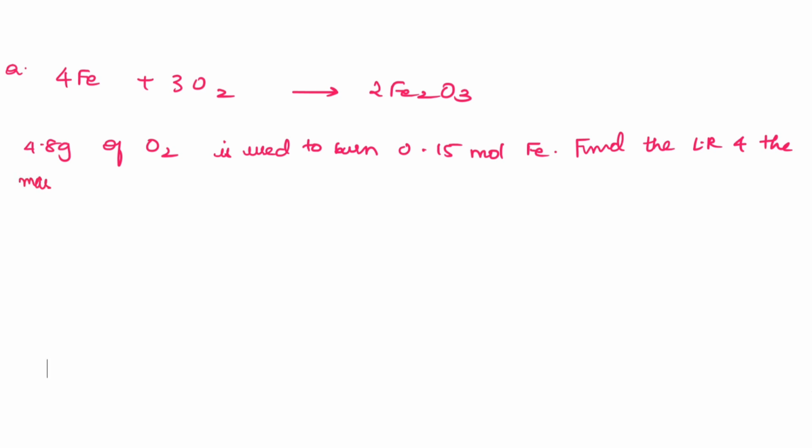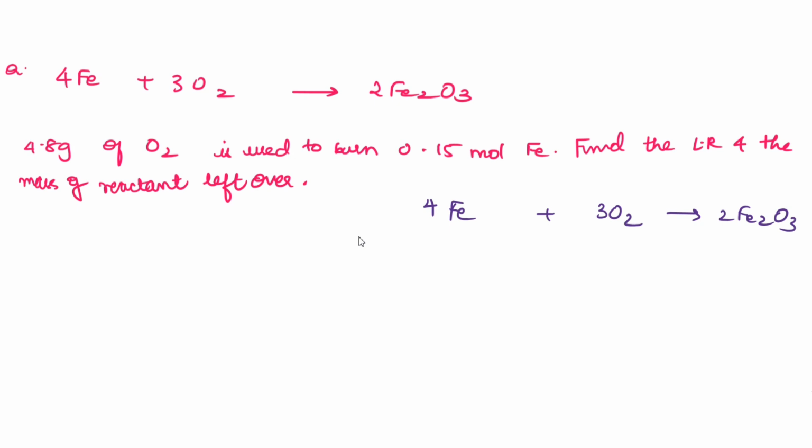So our first step is writing the balanced chemical equation. It is already given in the question, so the job is easier. Our first job here is to find the limiting reagent. According to the short trick which I told you in the previous question, we need to compare the ratio of number of moles divided by stoichiometric coefficient of both the reactants. So number of moles they've given, 0.15 moles of Fe, divided by 4, which is the stoichiometric coefficient.